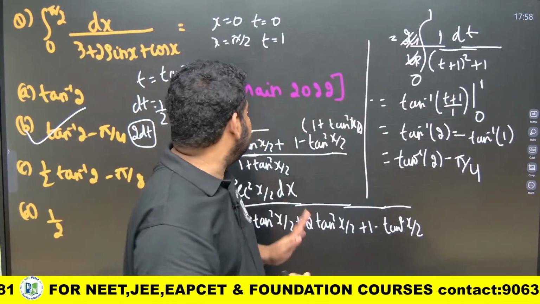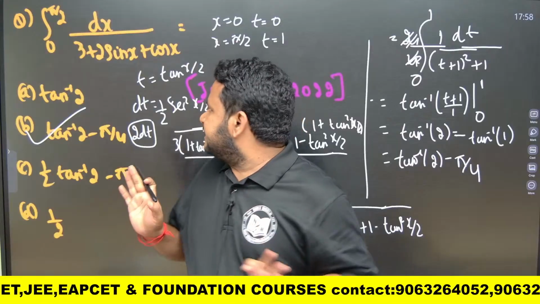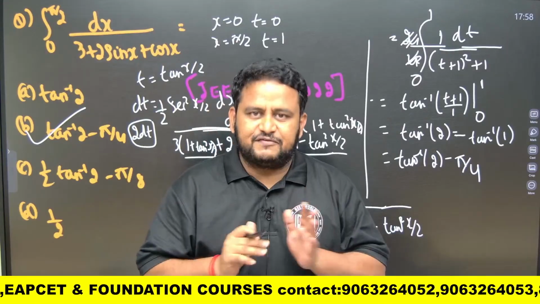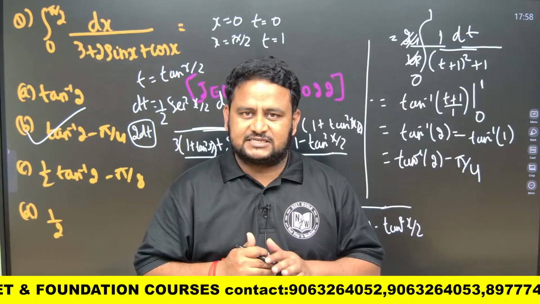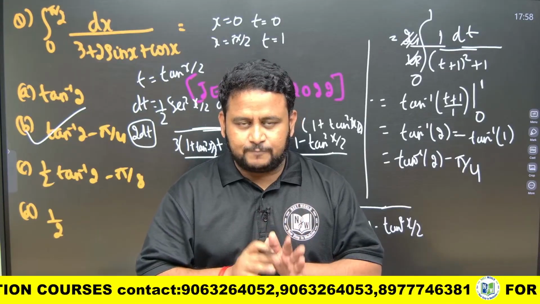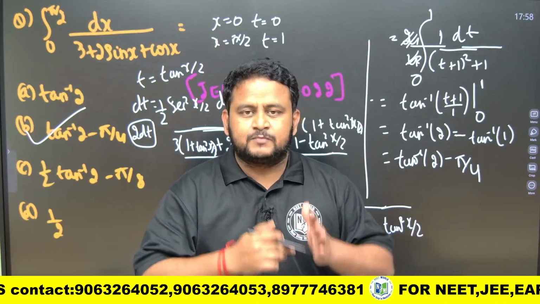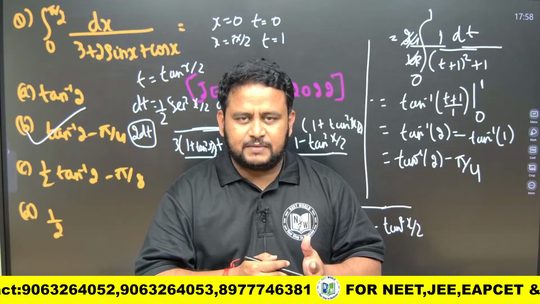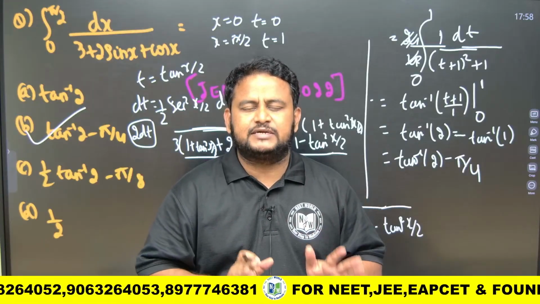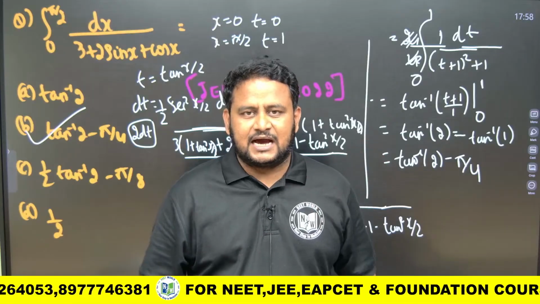Clear? Very simple. The most important thing is, please put sin x and cos x in terms of the half angle formula in terms of tan. Sin x is 2 tan x by 2 by 1 plus tan square x by 2. Cos x in terms of tan is 1 minus tan square x by 2 by 1 plus tan square x by 2. Then put tan x by 2 equal to t. Simple, very simple. That's it. I'll wind up now.